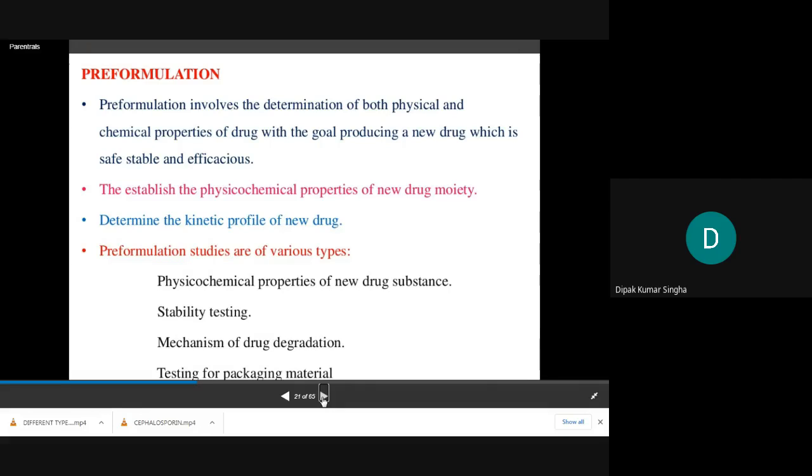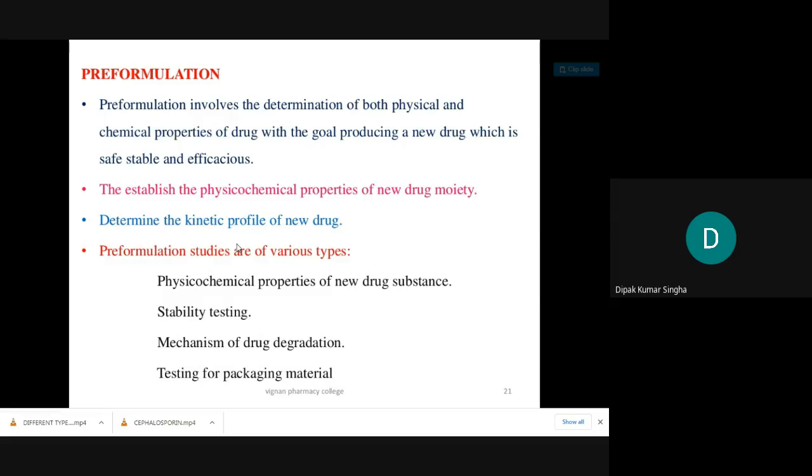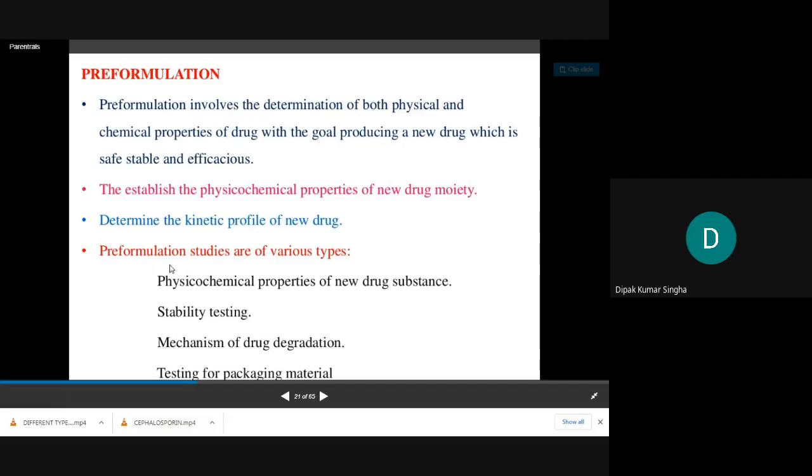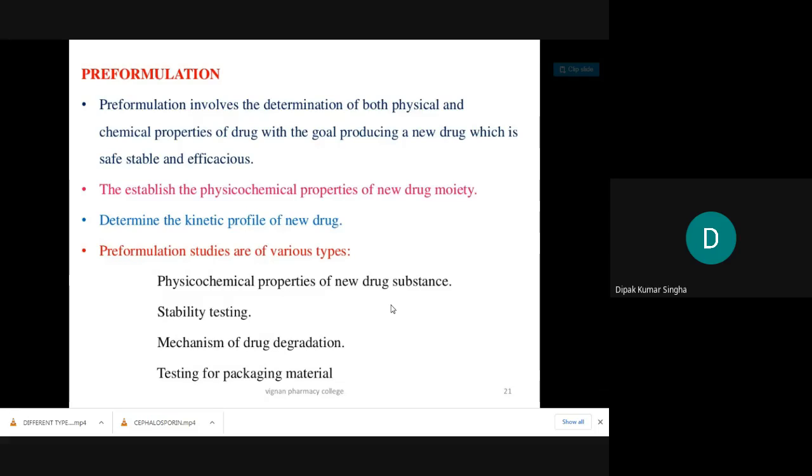But before preparing a stable and efficacious product, you must know its physical and chemical properties. Otherwise, you cannot ensure formulation stability. Suppose you add some acid with an alcohol base, there is a problem. So in that case, establish the physicochemical properties of a new moiety and determine the kinetic coefficient, the kinetic property, first order or zero order, whichever it will be. The pre-formulation study includes various types, like the physicochemical properties of a new drug. After the preparation of the product, the physicochemical study is obviously done.